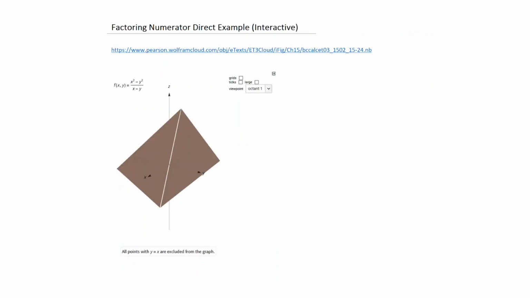All right, so this is the interactive diagram I mentioned you can play with. Notice again that y equals x is excluded from the graph because x equals y is not part of the domain of the function. Anyways, look at this particular interactive diagram to help you visualize the problem.